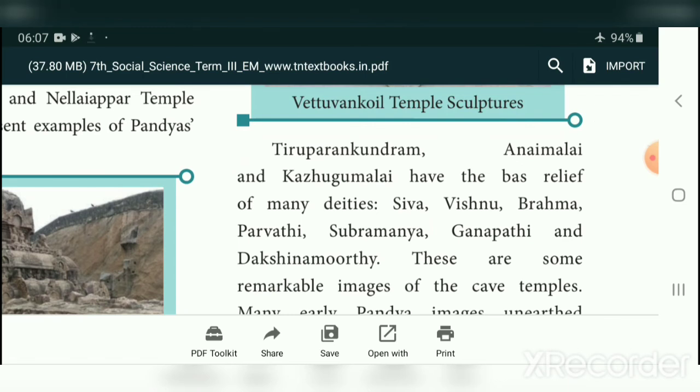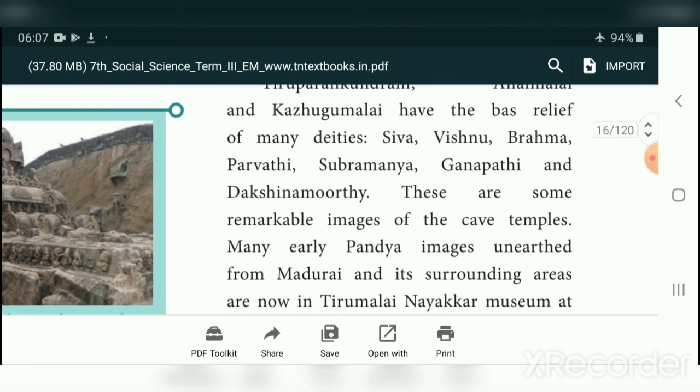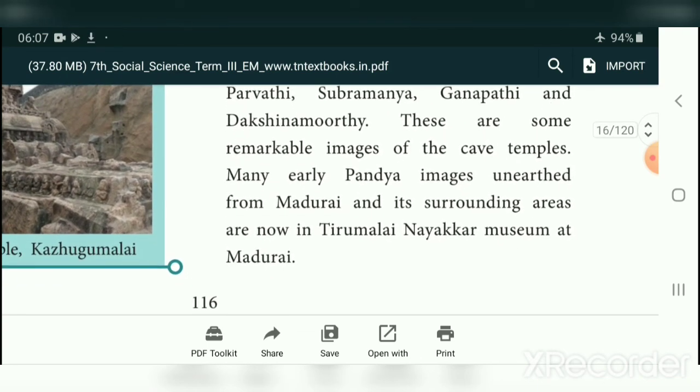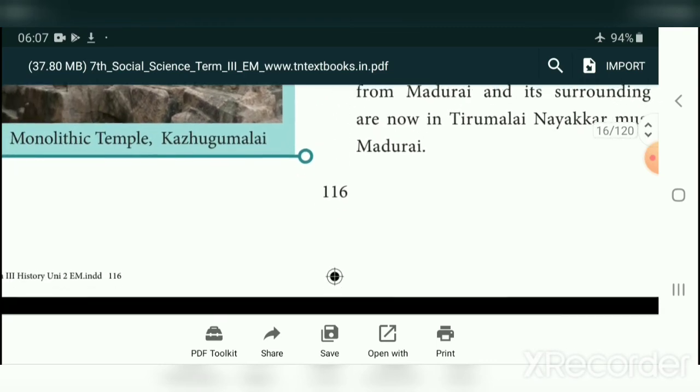Tirupurangundram, Anaimalai, and Kalugamalai have the bas relief of many deities, small gods: Shiva, Vishnu, Brahma, Parvati, Subramanya, Ganapati, and Dakshinamurti. These are some remarkable images of the cave temples. Many early Pandya images are unearthed from Madurai and its surrounding areas even nowadays. Now in the Tirumalai Mahal Museum at Madurai, these are the best examples.